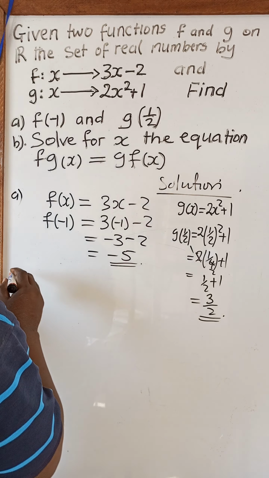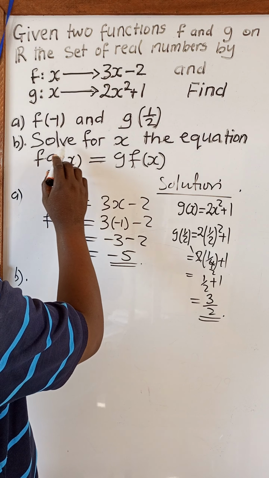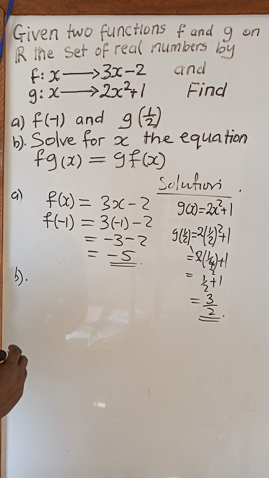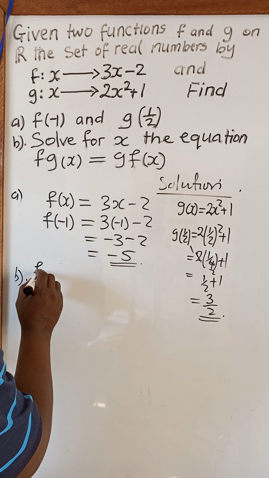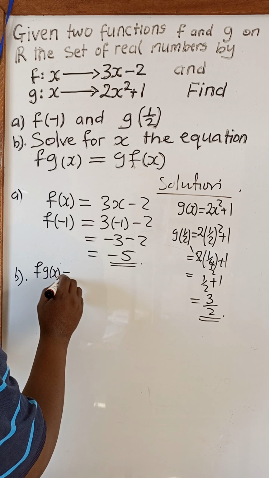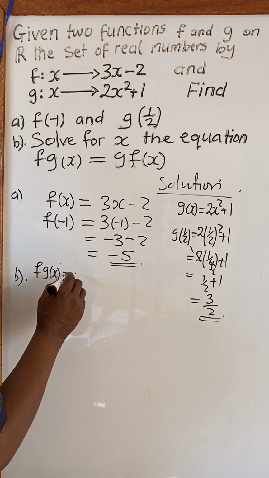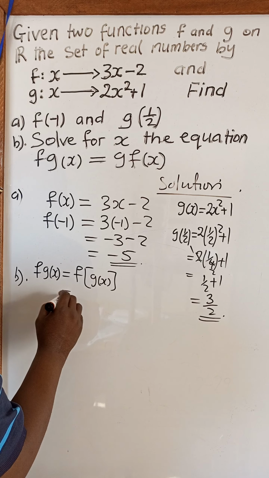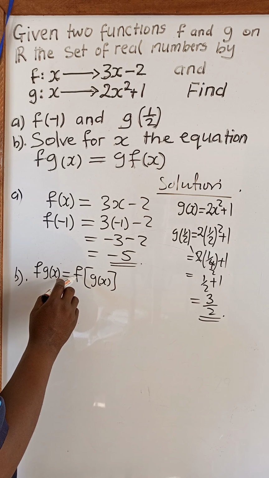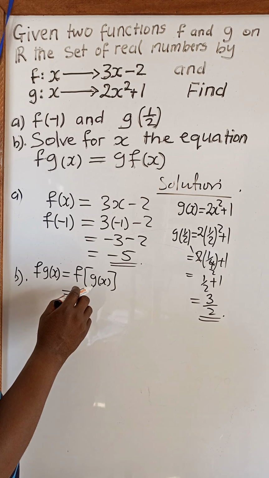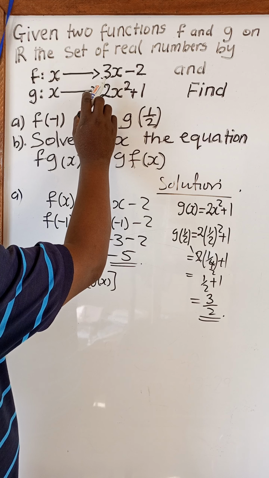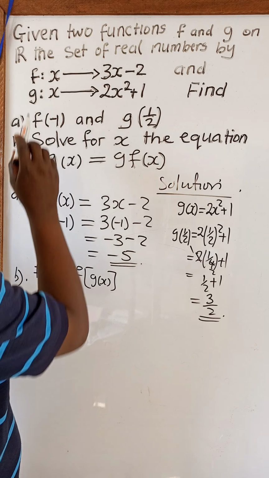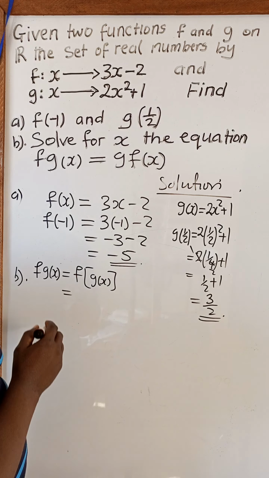That's the first part. Let's go to the second part, B. We are asked to solve the equation fg of x is equal to gf of x. The first thing to do is to find fg of x. What is fg of x? This means f will carry g of x. That means we are going to take the instructions of f and implement them on g of x. The instructions of f are just two: multiply by 3 and subtract 2. Whatever f is carrying, it multiplies by 3 and subtracts 2 from the result.